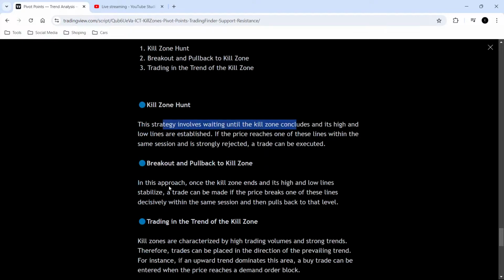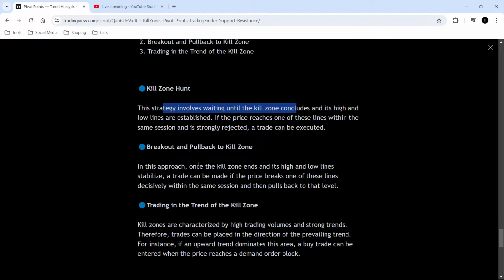Alright. Breakout and pullback to kill zone. How is this? Okay, I don't know. In this approach, once the kill zone ends and its high and low lines stabilize, a trade can be made if the price breaks one of these lines decisively within the same session and then pulls back to that level.